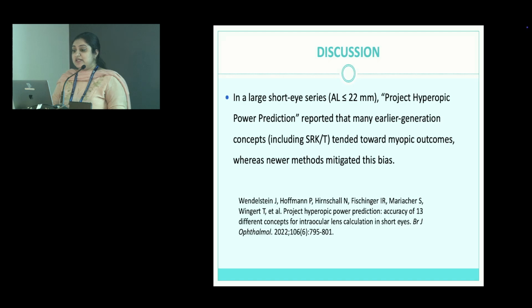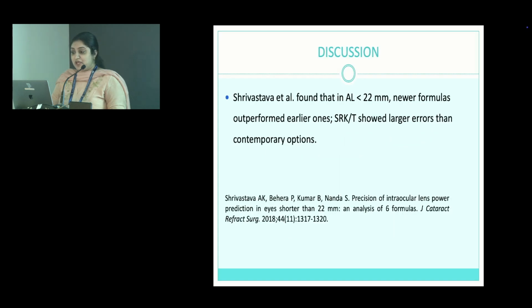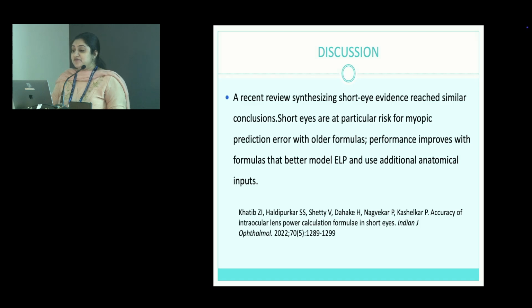Coming to the discussion, in a larger short eye series with axial length less than or equal to 22 mm, Project Hyperopic Power Prediction reported that many earlier generation concepts, including SRKT, tended towards myopic outcomes, whereas newer methods mitigated this bias. Srivastava et al. found that in axial length less than 22 mm, newer formulas outperformed earlier ones. The SRKT showed larger errors than contemporary options. A recent review synthesizing short eye evidence reached similar conclusions. Short eyes are at particular risk of myopic prediction error with older formulas. Performance improves with formulas that better model effective lens position and use additional anatomical inputs.